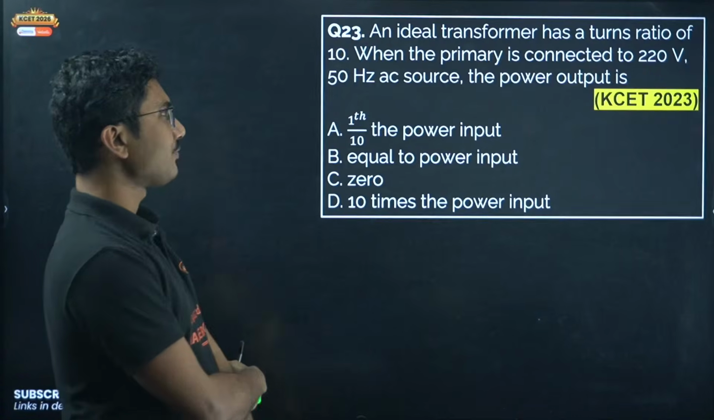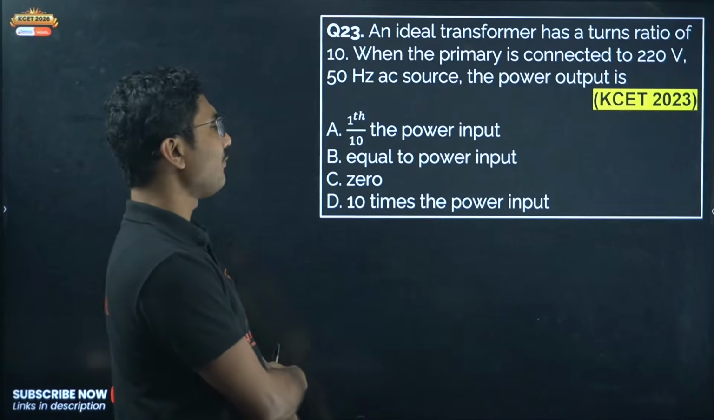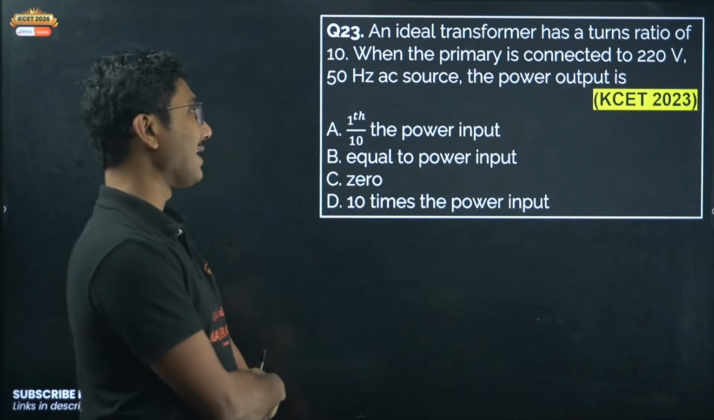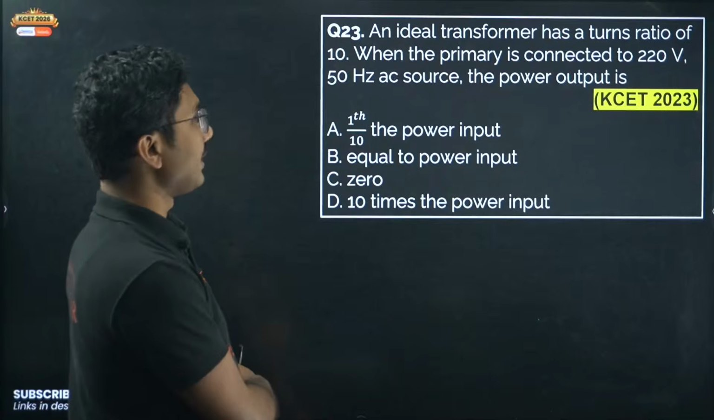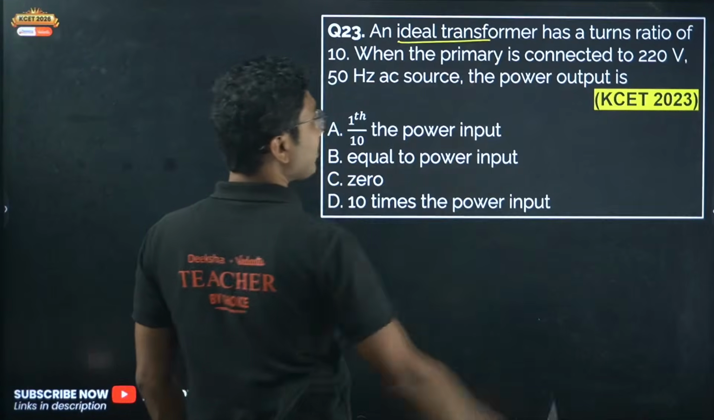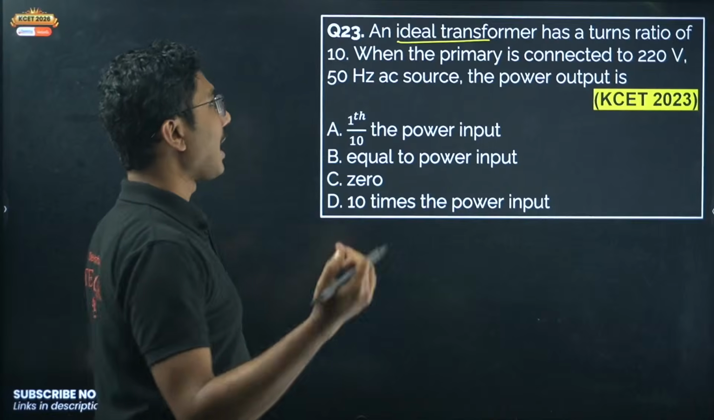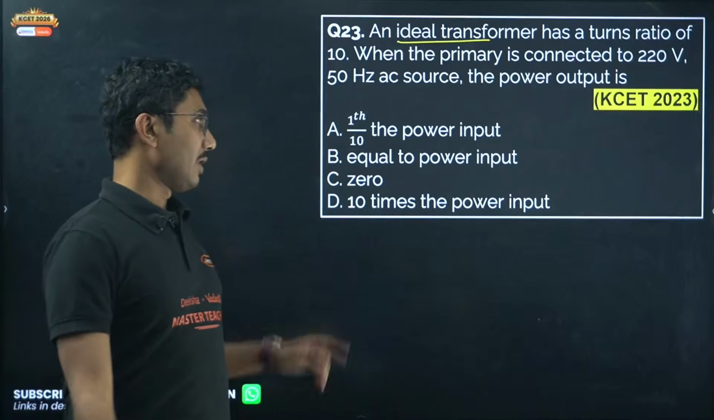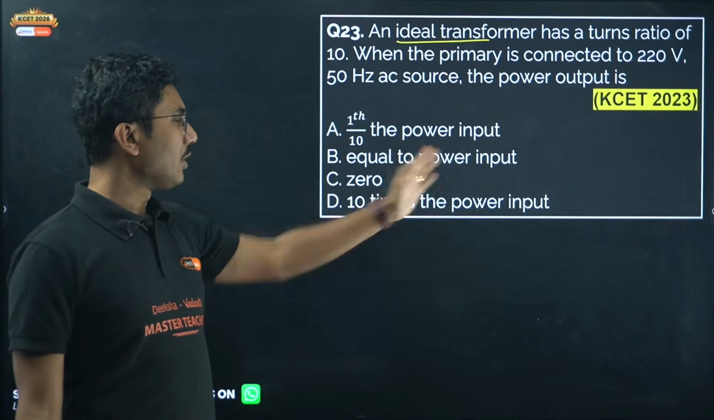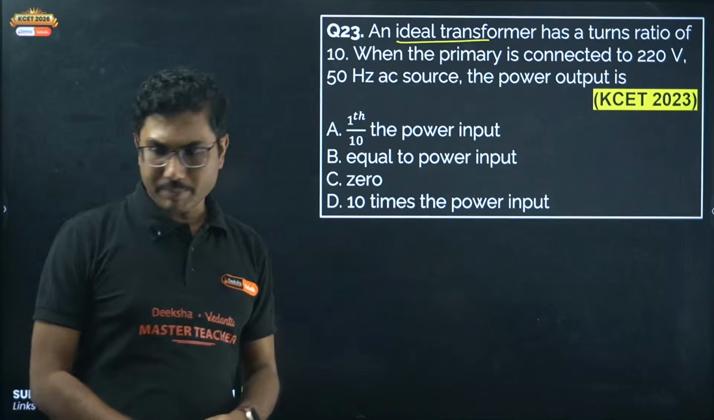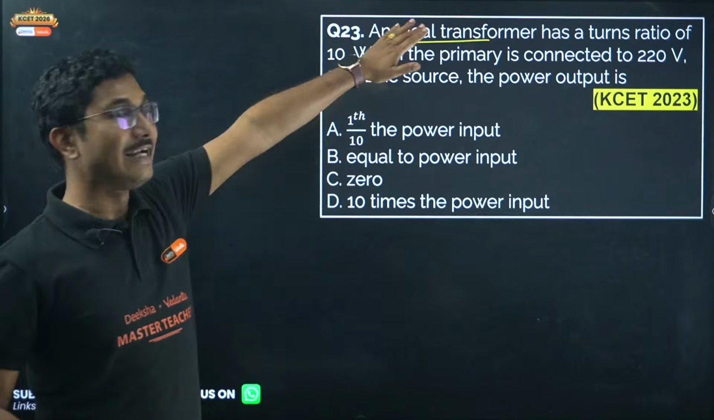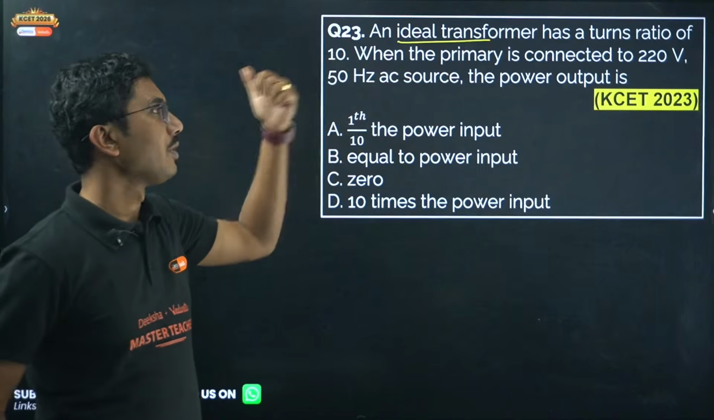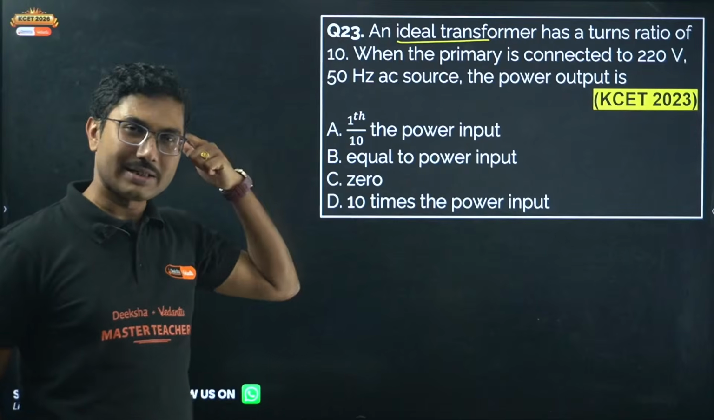Now question number 23. An ideal transformer has a turn ratio of 10. When the primary is connected to a 220 volt 50 Hz AC source, the power output is... So it is an ideal transformer, turn ratio is 10, primary is connected to 220 volt. What is the output power? 1 by 10th of the power input, equal to the power input, 0, or 10 times the power input. Because it's an ideal transformer, you don't need to do any mathematics here. The mathematics is given to confuse you. You have to understand that this is an easy conceptual question.